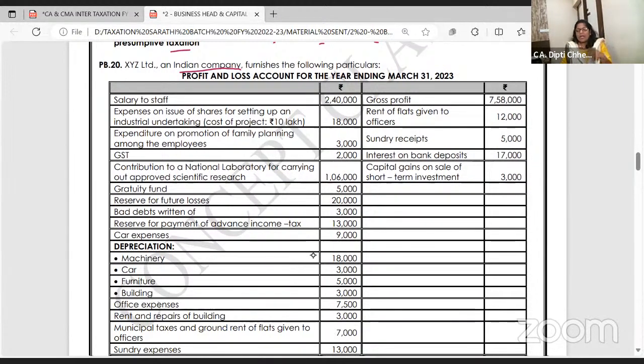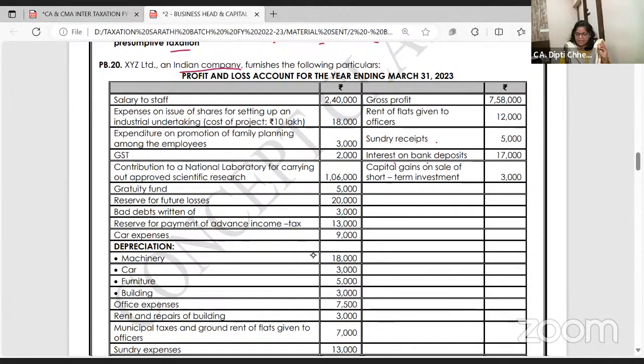GP allowed. Rent of the flat. अब P&L credit side, whatever is the income, and it is not related to the business, remove it. For example, dear students, rent of the flat given to officers. So to our officers, we are giving the flat on very reasonable rate just for them to stay over there and all. तो आप उसको क्या करोगे? Business income में ही रहने दो. Sundry receipts allowed.